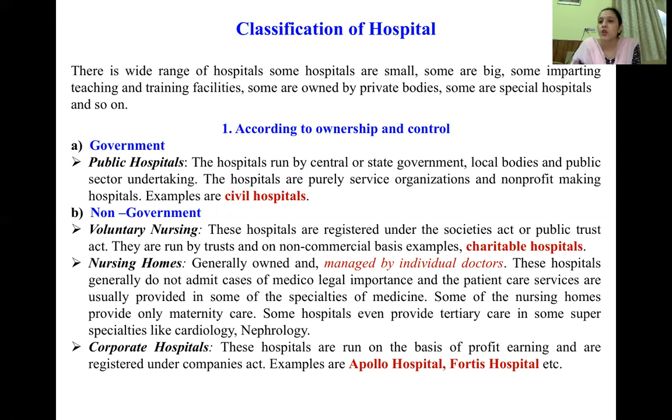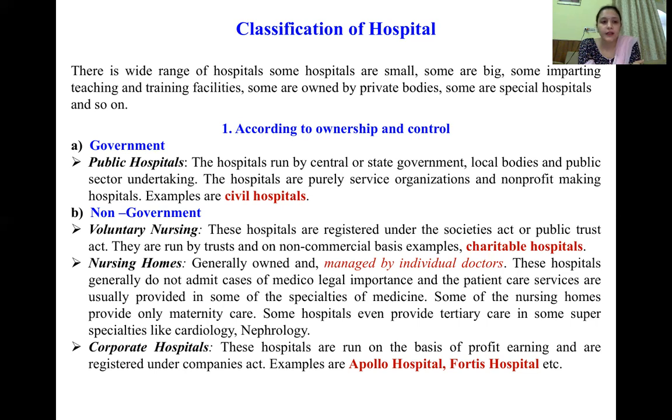Second, we can classify them as non-government hospitals. Non-government hospitals are further categorized into voluntary nursing hospitals, nursing homes, and corporate hospitals. So what are the voluntary nursing hospitals? Voluntary nursing hospitals are basically owned and managed by voluntary organizations. These hospitals are registered under the Societies Act or Public Trust Act. They are run by trusts on a non-commercial basis. Examples are charitable hospitals, right? So they are basically run by various trusts. They are non-profit hospitals.